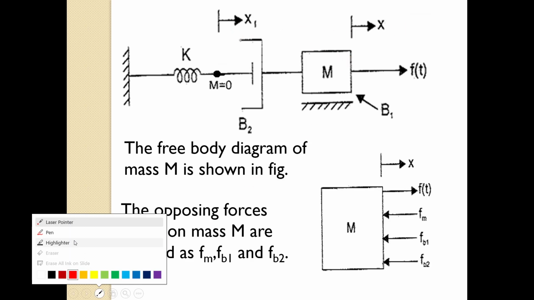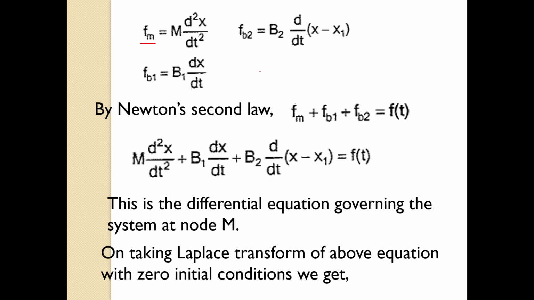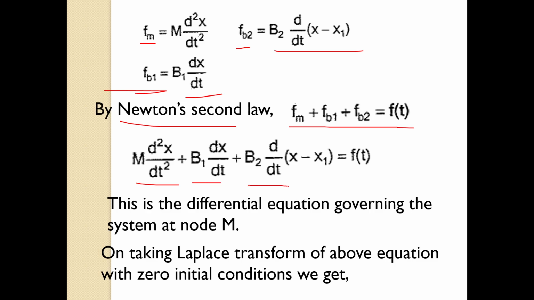Therefore Fb2 is equal to B2 into d by dt of x minus x1. What is Fb1? B1 into dx by dt. So now, according to Newton's second law, what is our force balance equation? Fm plus Fb1 plus Fb2 equal to f of t. So M into d square x by dt square plus B1 dx by dt plus B2 into d by dt of x minus x1 is equal to f of t.